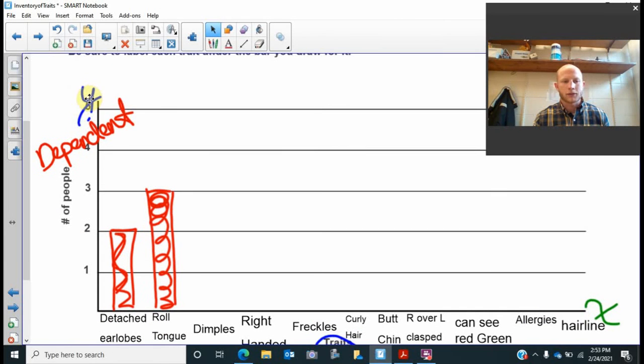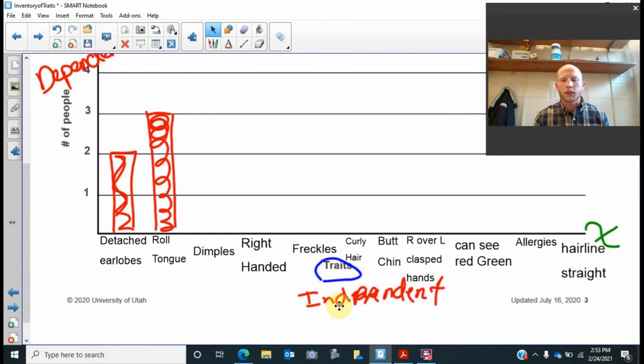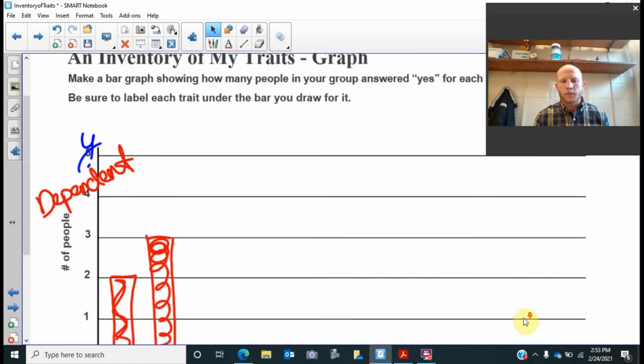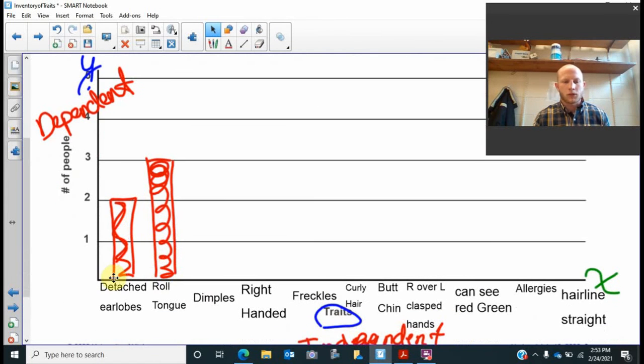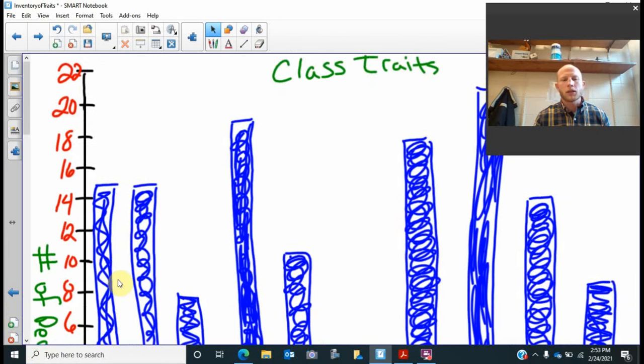This is our y-axis. So remember, our y-axis, y to the sky, and x is flat like this. Our dependent variable goes over here. So our dependent variable will change. If you're dependent upon somebody, that means you will change based on what they do. Okay? And our independent variable here is our traits. Our traits will not change. Okay. So anyways, what these guys did was detached earlobes. There was 2 people, so wham, bam, that had 2, and that was that. Roll tongue. So if there were 3 people that could roll their tongues, then you draw this, okay, which obviously you cannot. But then let's go ahead and take a look at this.